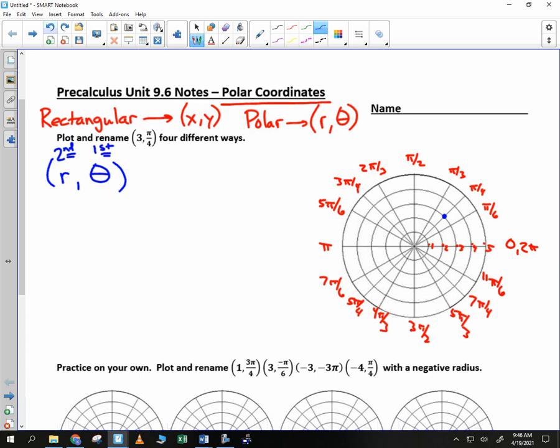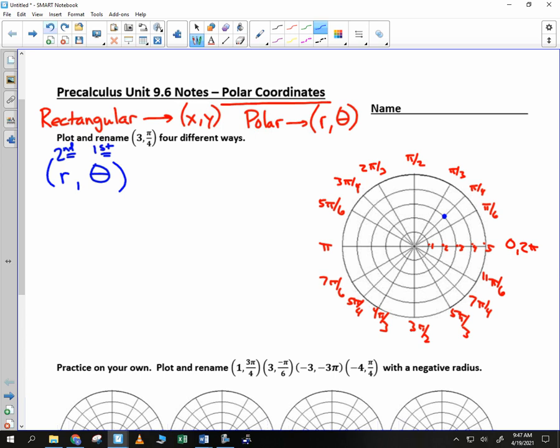So, can somebody give me another angle that places me at the same spot as pi over 4? No, nothing. 225? That's a great idea. But 225 will place me down here. 2 pi over 4? 2 pi over 4 will be the same thing as pi over 2, which is right here. So I want to end up right here.